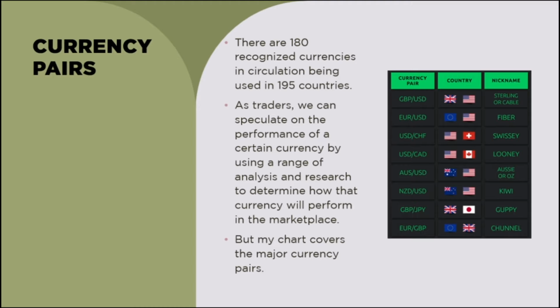You got the Australian dollar versus the USD, and that is called the Aussie or Oz. And then you got the New Zealand dollar and the USD, that is called Kiwi. You have the British pound and the Japanese yen, and that nickname is Guppy. And then you have the Euro pound, and that nickname is Chunnel. So these are the terms that you're going to start using as you go on this journey.